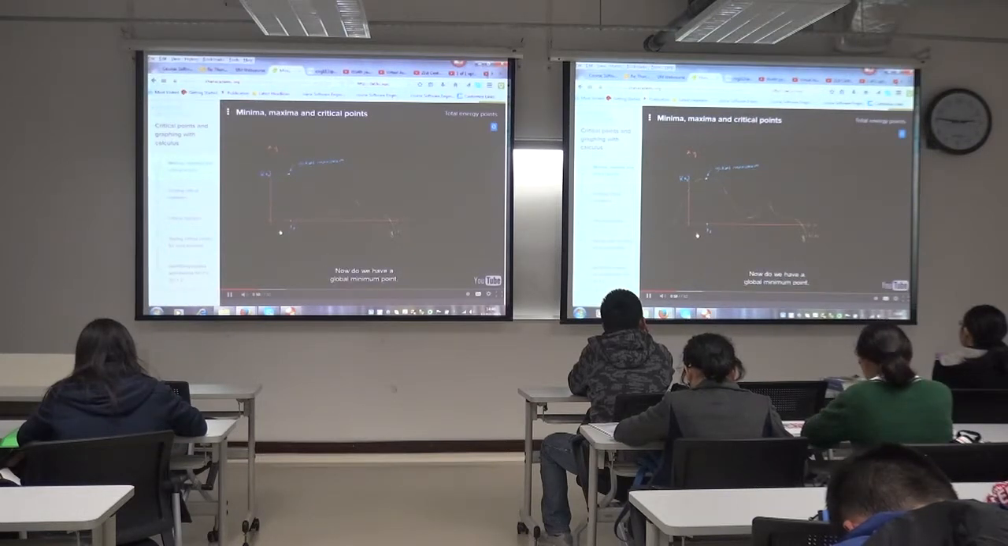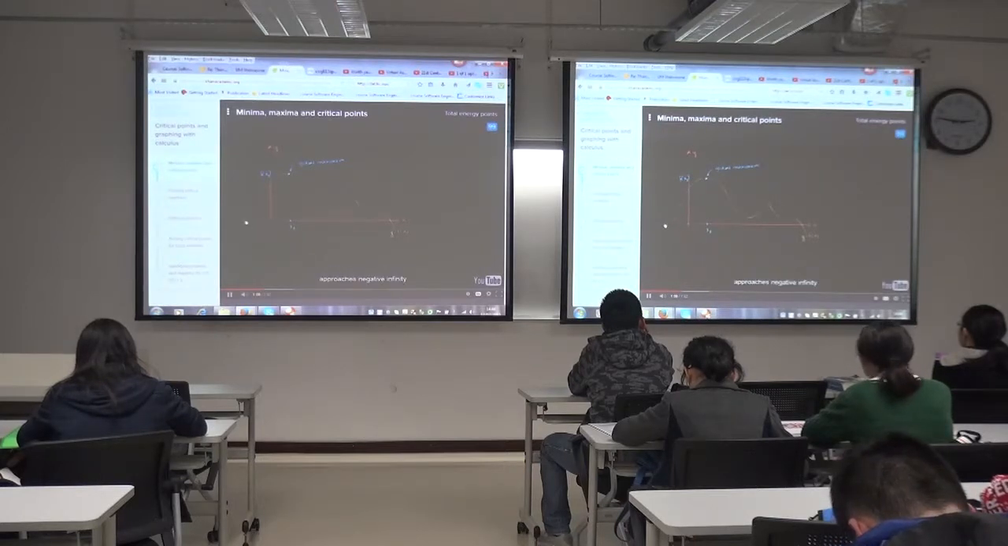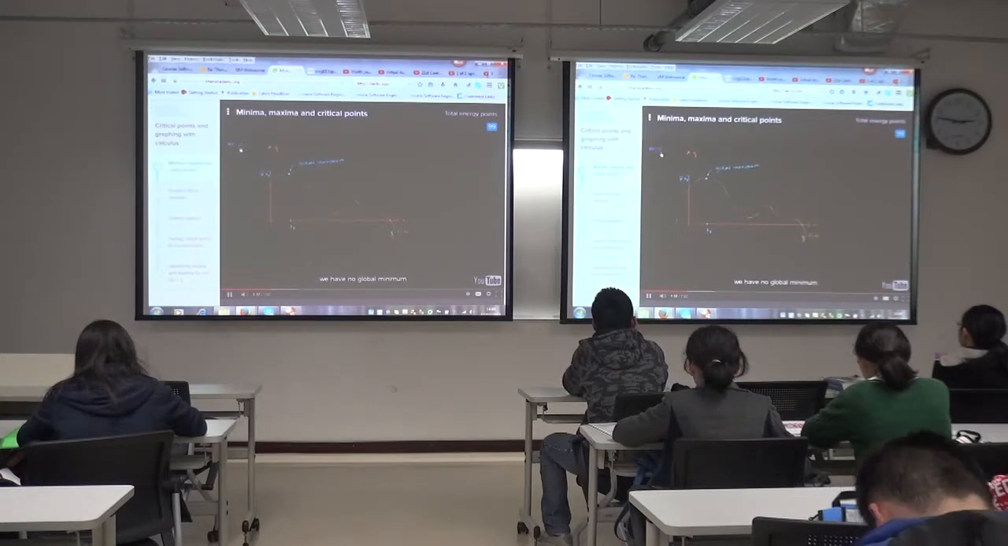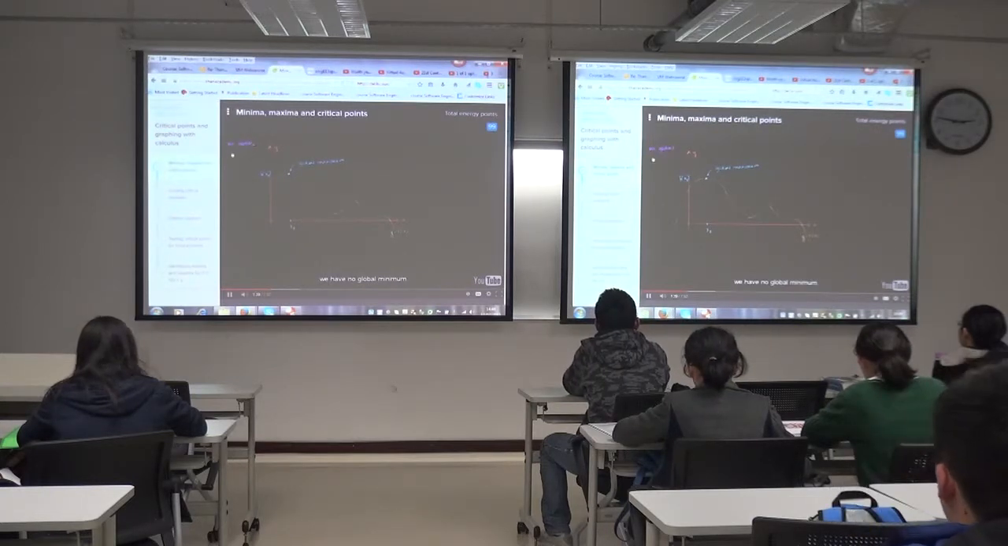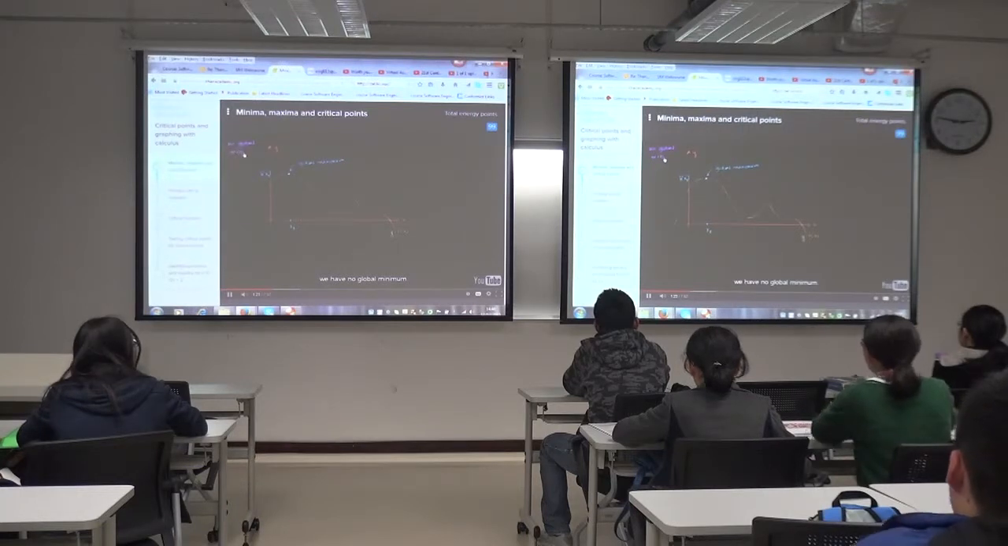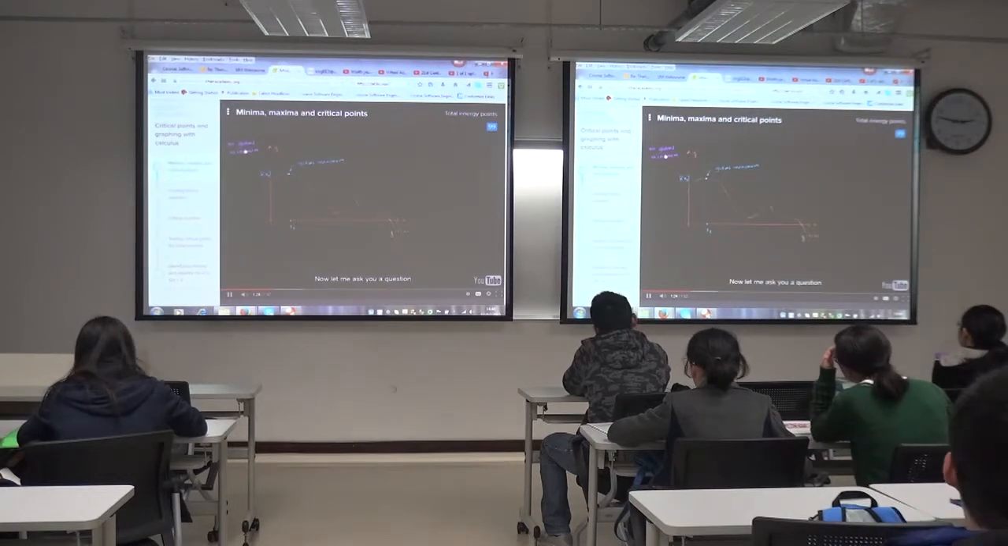Now, do we have a global minimum point the way that I draw it? Well, no. This function can take on arbitrarily negative values. It approaches negative infinity as x approaches negative infinity. It approaches negative infinity as x approaches positive infinity. So, let me write this down, we have no global minimum. Now let me ask you a question.